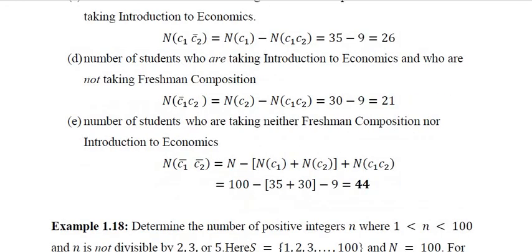Now the last question, the number of students who are taking neither freshman composition nor Introduction to Economics. That is n of C1 bar C2 bar, that is N minus (n of C1 plus n of C2 minus n of C1 C2). N is 100, n of C1 is 35, n of C2 is 30, n of C1 C2 is 9. That is 100 minus (35 plus 30 minus 9), which is equal to 44.